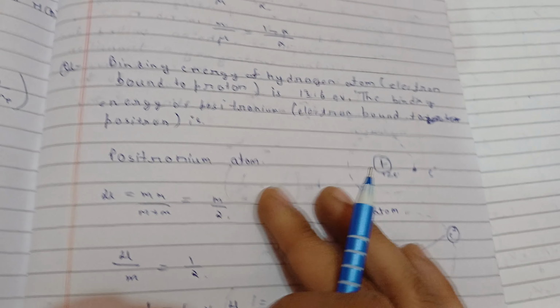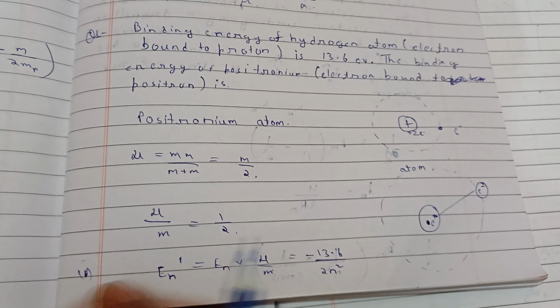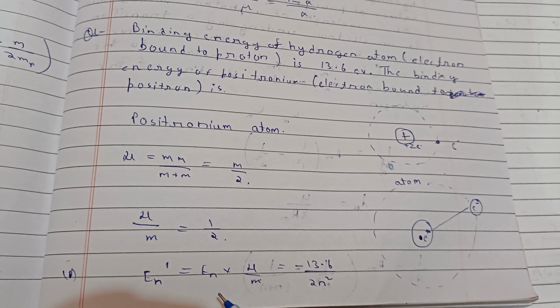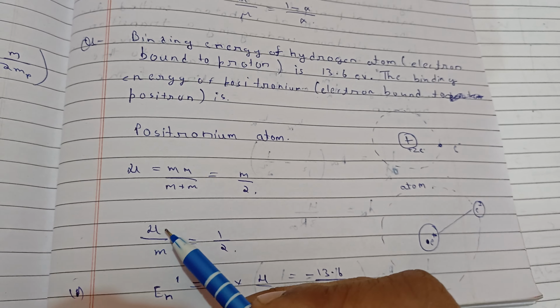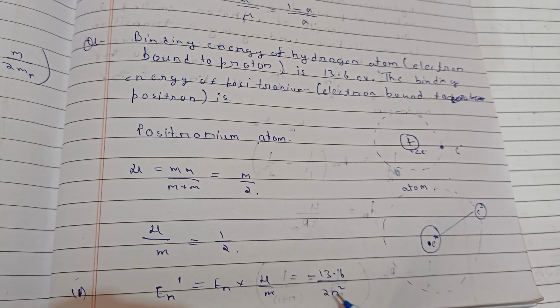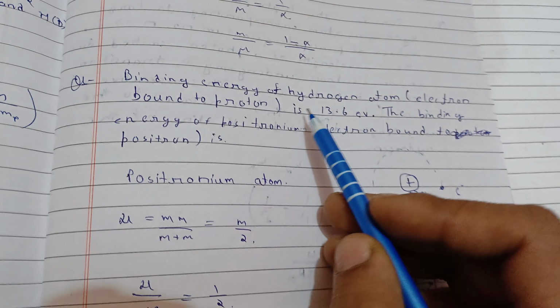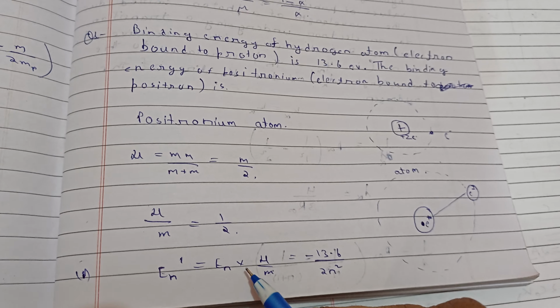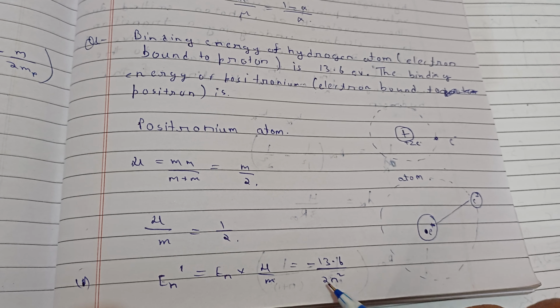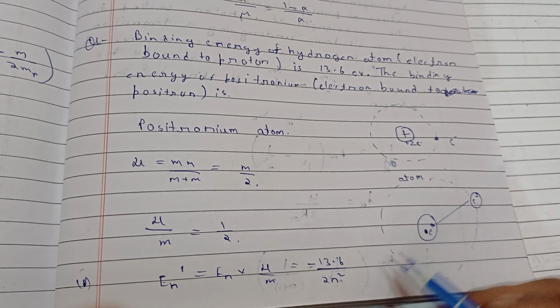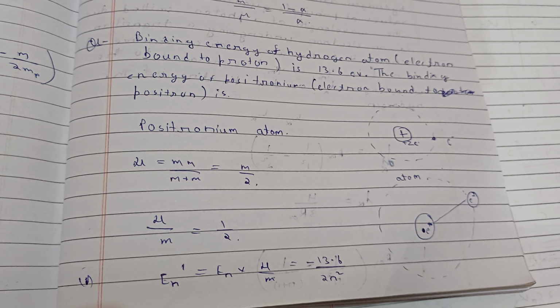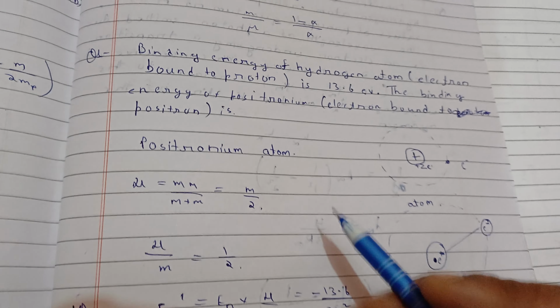And you know the formula for the energy with the reduced mass, the generalized case. This is the formula for energy, En multiplied by mu by m. So just substitute this ratio here. Generalized En is 13.6, and mu by m is 1 upon 2, and n is just 1, so it will be minus 13.6 divided by 2. So this is the binding energy of the positronium.